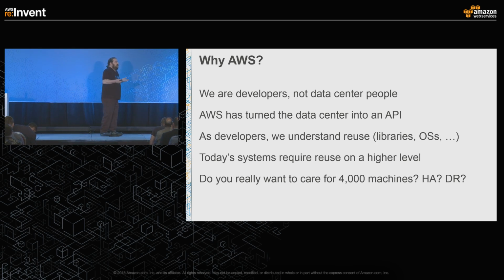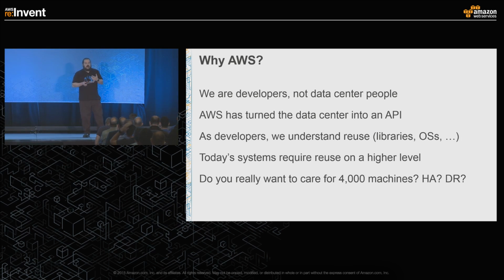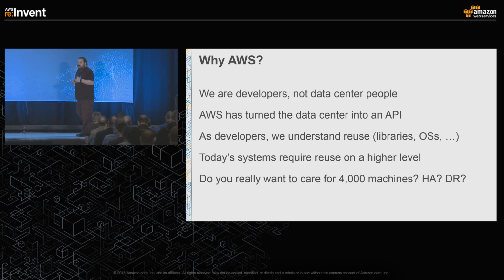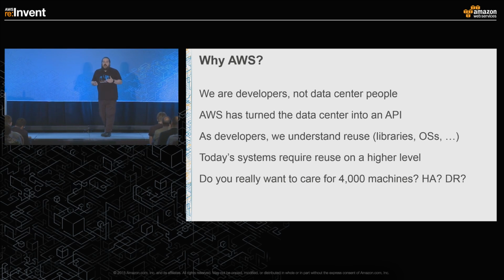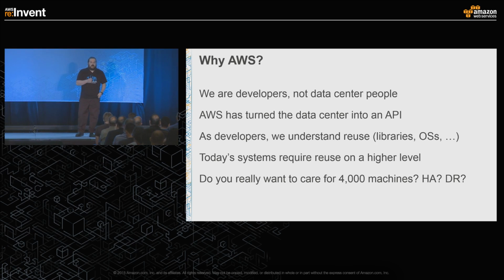And anyways, the developer mindset is reuse. We don't write our own OSs anymore, at least most of us don't. We don't necessarily re-implement the standard libraries, at least most of us don't. We are actually used to this idea of reuse. AWS just puts that on a different level of abstraction. Now you're reusing a data center.